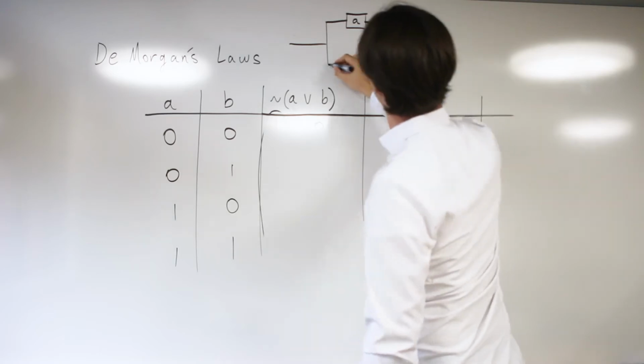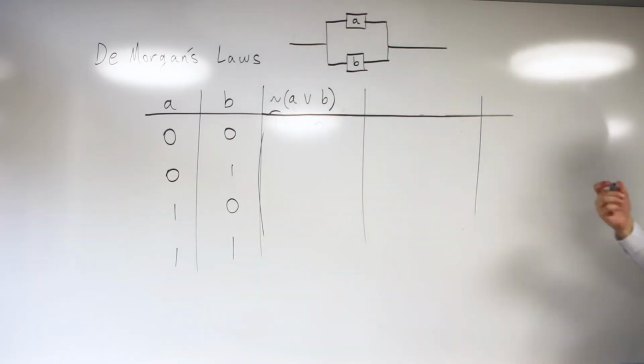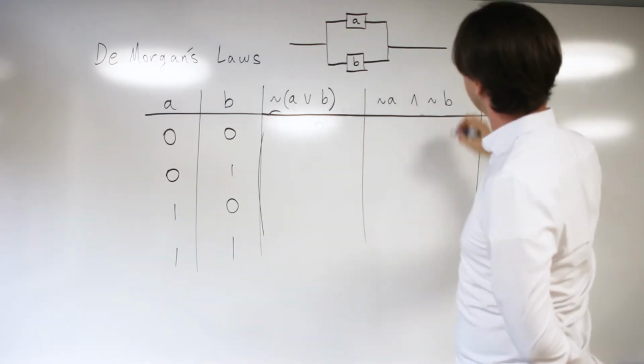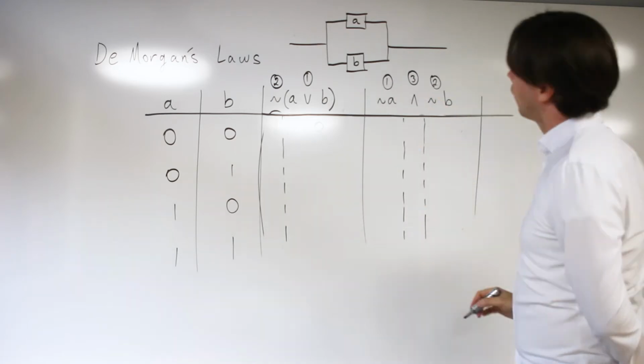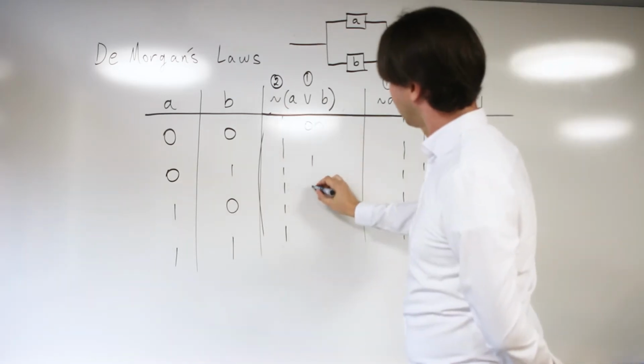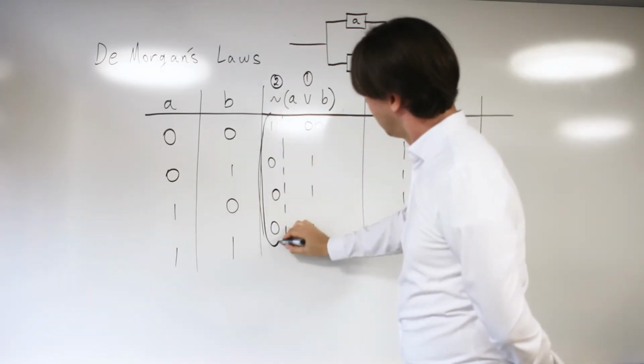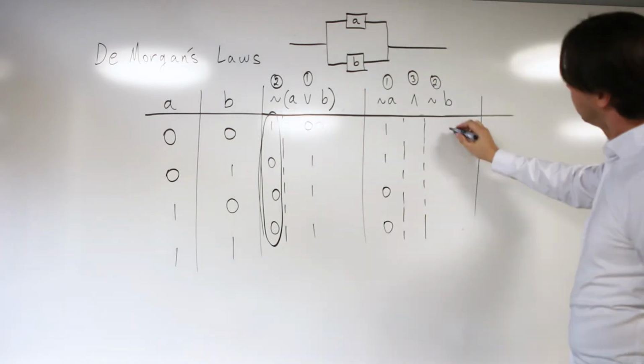Similarly, consider a system with two parallel components. The system will work if either component is working and will fail if both components fail. It can be proved that not (A or B) is the same as (not A) and (not B).